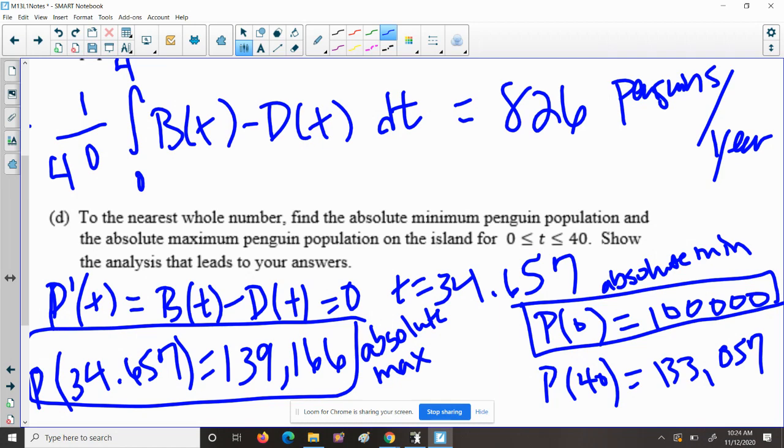Anytime they ask you to find the max or min on an interval, you have to check the endpoints, because those are numbers at which these go to. So you have to check your endpoints, and then you also have to make sure to check any relative maxes or mins that are on the interval as well. So that's why we had to solve for where P prime was equal to 0 and find that 34.657 number, and then plug all three back in, which worked out nicely because we'd already done 0 and 40. Actually, 0 was given to us. We had already found the population at 40, so we had to do one extra piece and find the population at t equals 34.657.